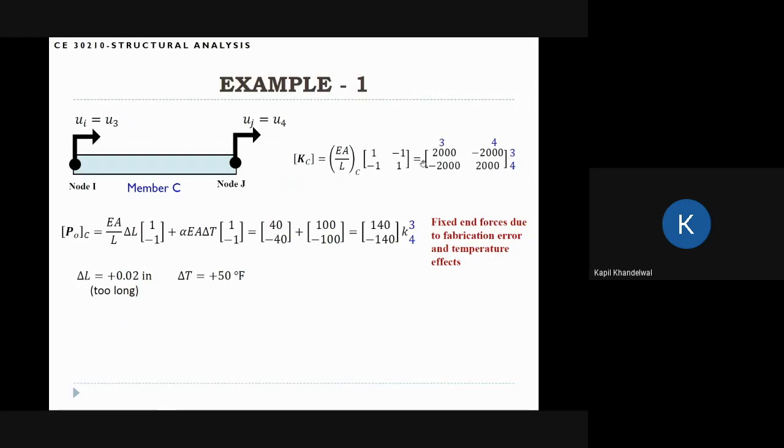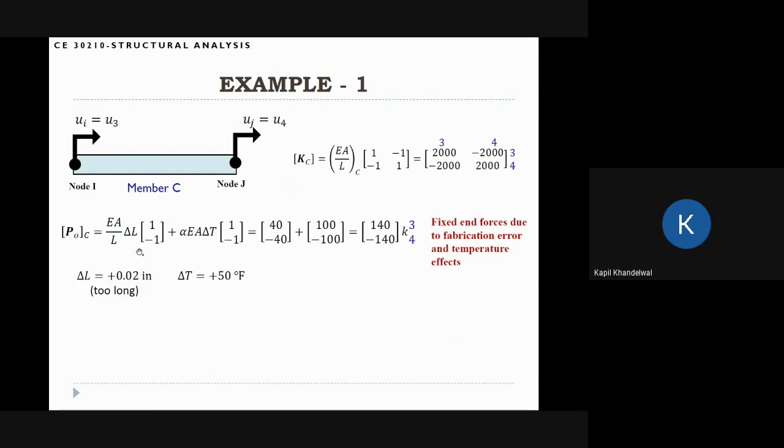Finally, this is member C. In this case, this is the stiffness matrix. The calculation is simple, but again, make sure to label the degrees of freedom correctly. UI is the U3 degree of freedom. UJ is the U4 degree of freedom. So we're going to put 3 and 4, 3 and 4 here.